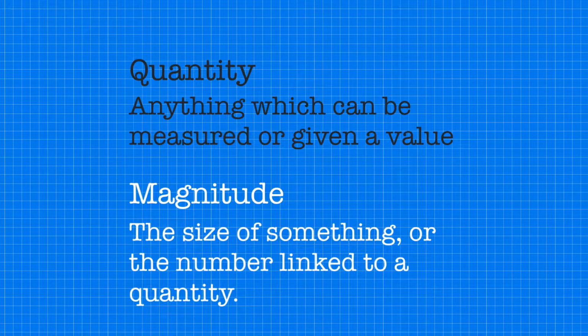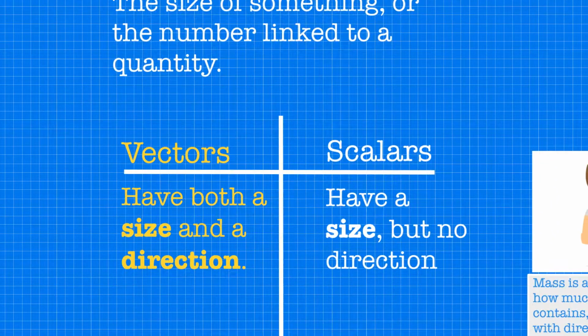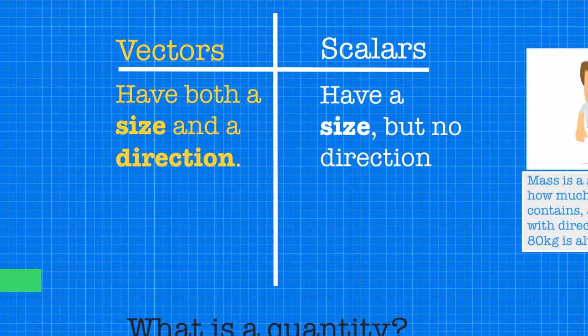There are two main types of quantity we're going to look at today. We're going to look at vectors and scalars. Now the main difference between these two is that vectors have both a size or a magnitude and a direction associated with them, whereas scalars just have a size or a magnitude but no direction.